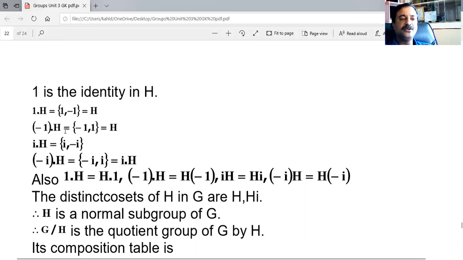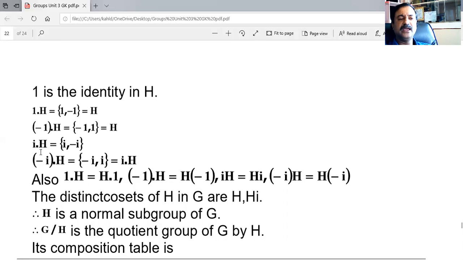What about -1 into H? H is {1, -1}. If I multiply each and every element of H with -1 on the left side, -1 into 1 is -1, and -1 into -1 is +1. This is again H. In this set also 1 and -1 are there. That means 1 into H is H, and -1 into H is H. Is it right?